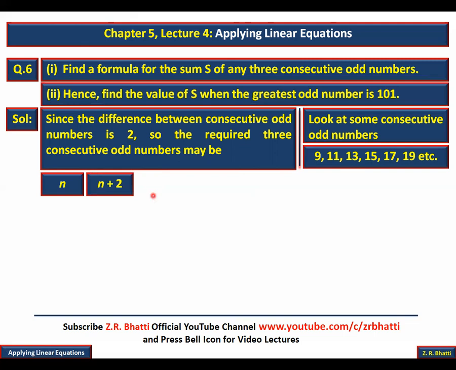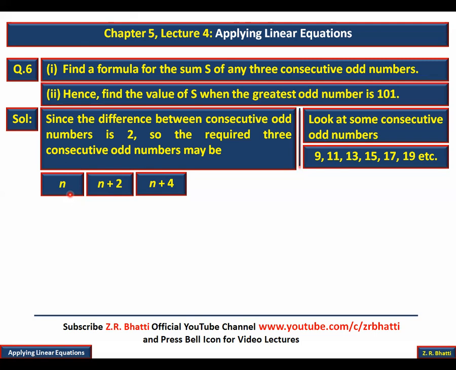Sir, n+4? Yes, and n+6. We just need three numbers. Do you follow? n+2 and n+4. If I assume the first odd number is n, then the next consecutive odd number will be n+2 and the next consecutive odd number will be n+4, because odd numbers have a difference of 2.